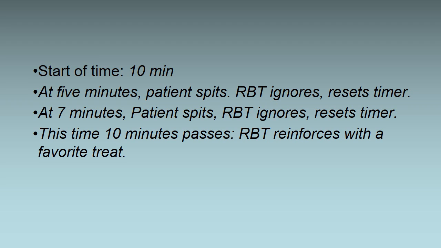Start of time, 10 minutes. At the 5-minute point, the patient spits. RBT ignores and resets the timer. At 7 minutes, the patient spits. RBT ignores, resets timer. This time, 10 minutes passes. The RBT reinforces the person with a favorite treat. So again, you have a time frame of 10 minutes. Each time the behavior occurs before that time frame, we have to reset that timer.